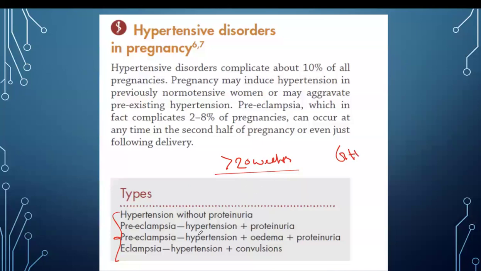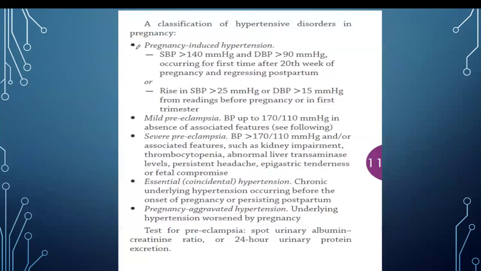Whereas, let's say the patient has got hypertension, all of this after 20 weeks, not before, and is also losing protein in the urine, that becomes preeclampsia. When a preeclampsia patient develops convulsion or seizure, that's the time we call it eclampsia. So we have got gestational hypertension, preeclampsia, eclampsia. So that's what they have talked about in here. Pregnancy-induced hypertension is when systolic blood pressure is more than 140, diastolic more than 90, occurring for the first time after 20 weeks of pregnancy.